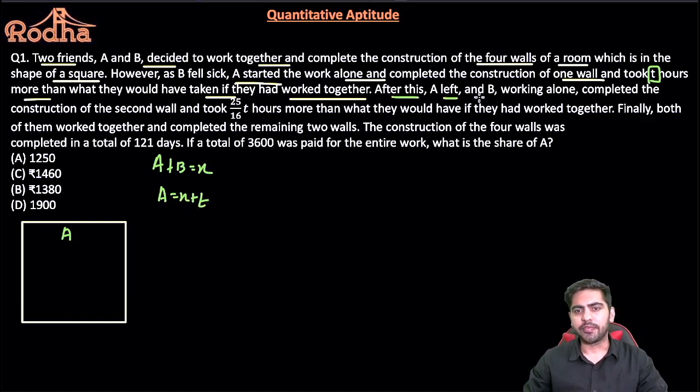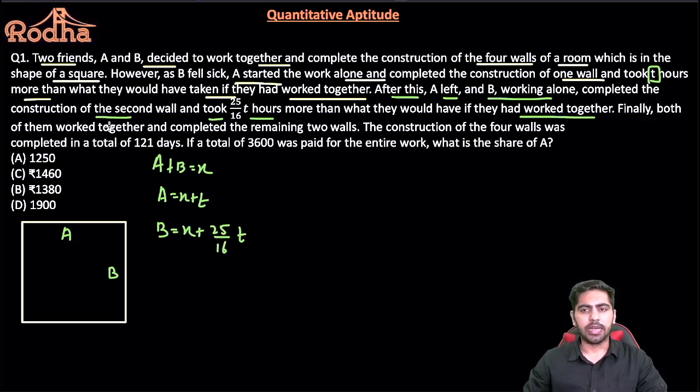After this, A left and B was working alone. Now, after this, A has left and B is working alone. Completed the construction of the second wall and took 25 by 16 T hours more than what they would have if they had worked together. Alright, so B alone now is working on the second wall and he has taken 25 by 16 T hours more than what they would have taken together.